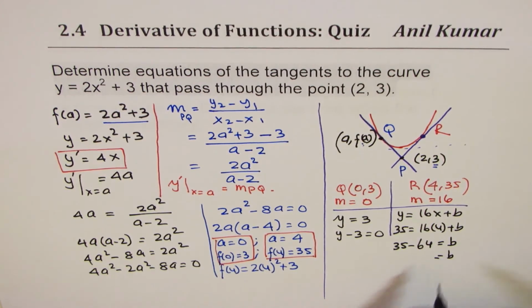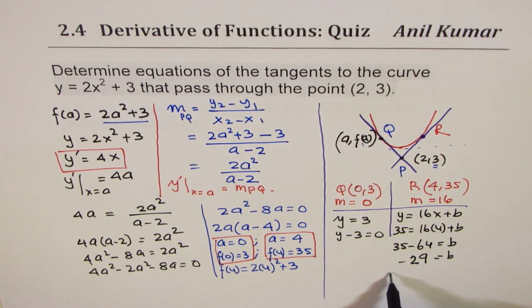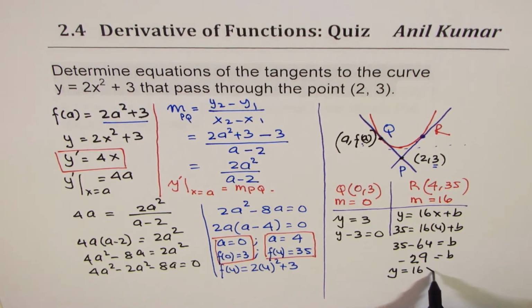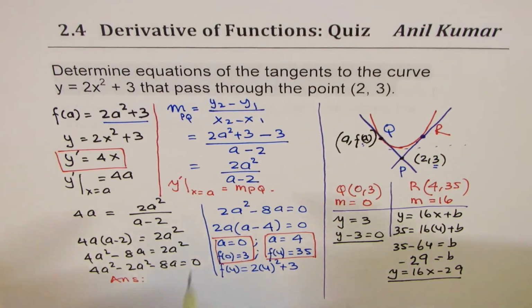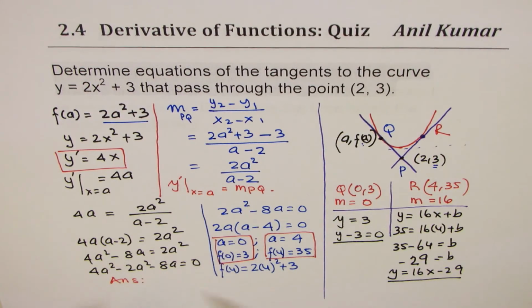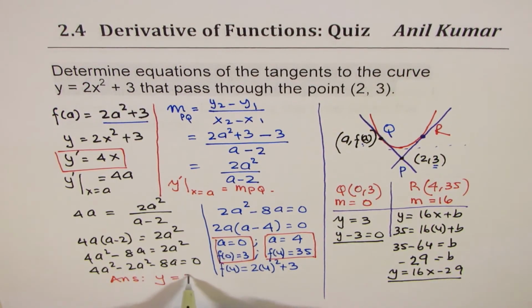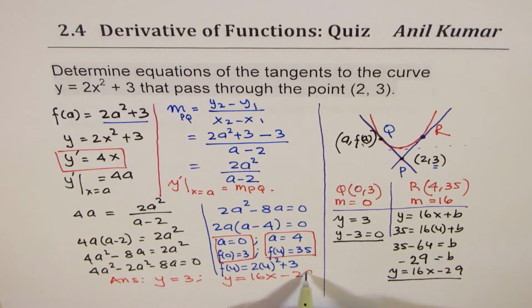So the value of b is, now that is a negative value, 35 minus 64, which is minus 29. Correct? And therefore, the second equation is y equals 16x minus 29. So these are the 2 equations of tangents to the curve. Perfect. So we can write down our answer that the equations of the tangents to that curve that pass through the point 2, 3 are y equals 3 and y equals 16x minus 29.